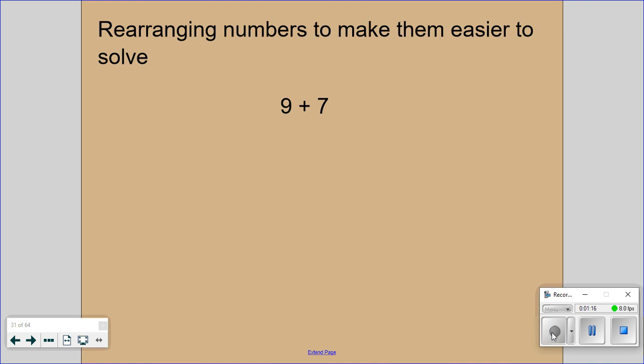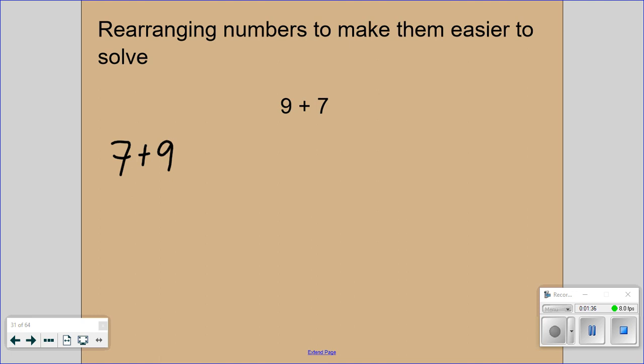Elena? Okay, so I could rearrange it. Maybe it's easier for your brain to say 7 plus 9. We know what that special math rule is. That is called our commutative property. We've talked a lot about that in multiplication.